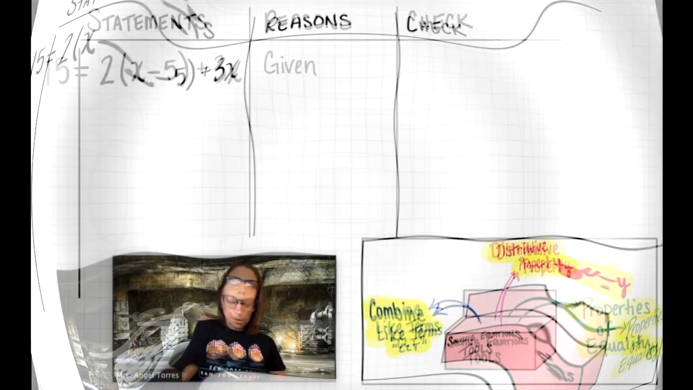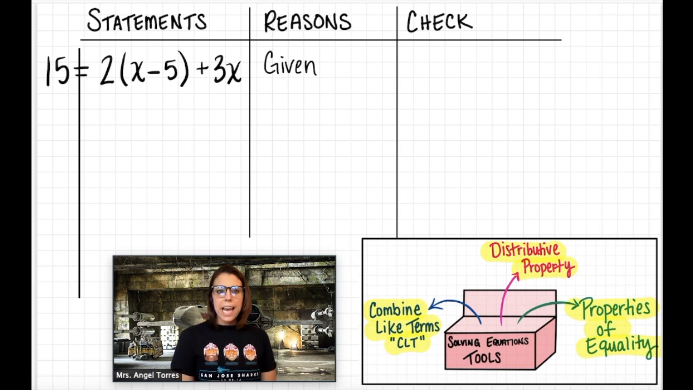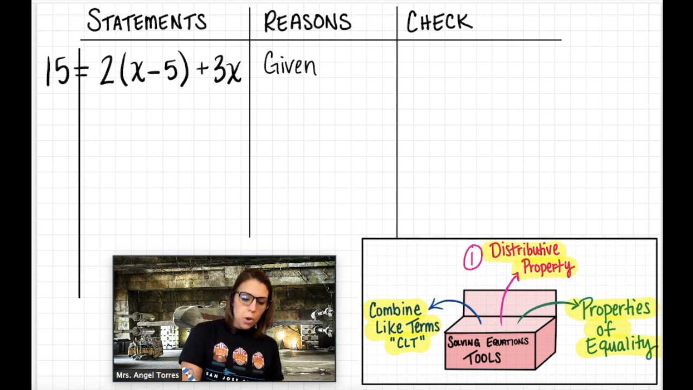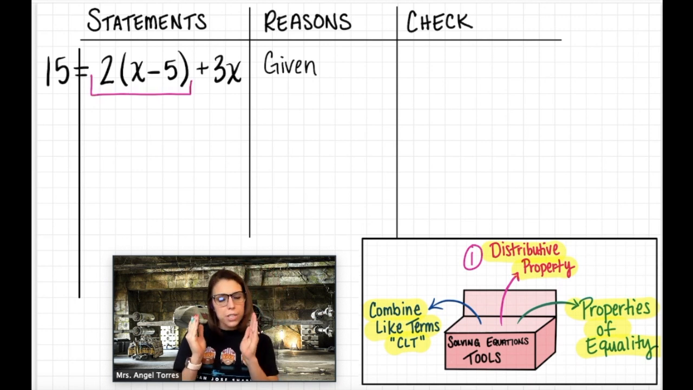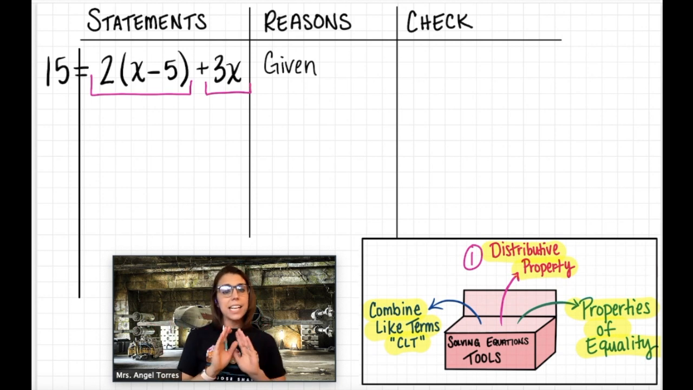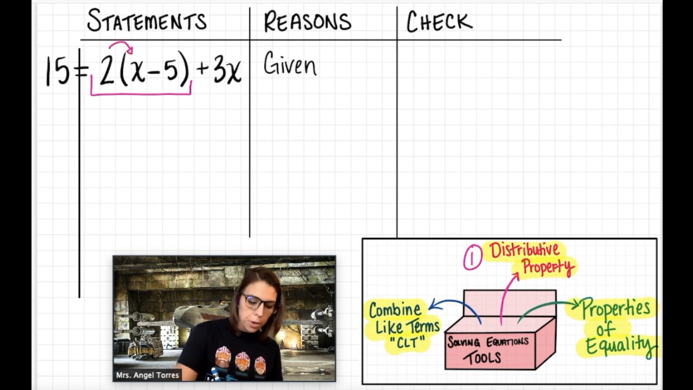So let's get started. The first thing that I notice is that I have parentheses. And anytime you have parentheses, anything that's unsimplified, I would suggest getting rid of those parentheses first. So the first tool that we're going to use is our distributive property. Notice that the only value that's being multiplied by 2 is that one term right there. This 3x is its own term off to the side. It's not being affected by that multiplication. So I'm going to apply the distributive property, but only to the term that is a product.